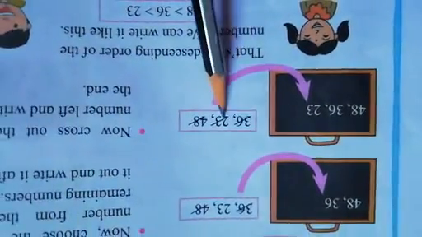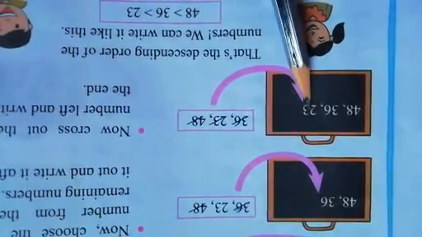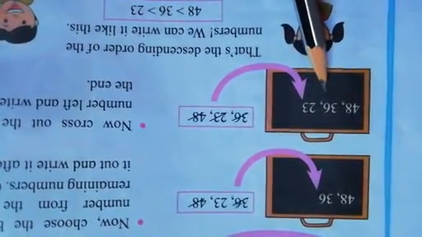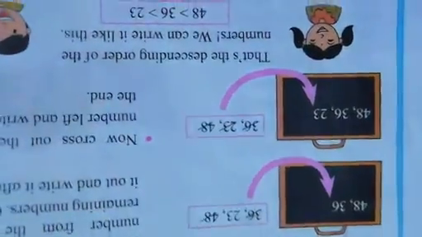Now which number is left? 23. So number 23 write down at last. So 48, 36 and 23. So this is the order of descending order. मतलब बड़े से छोटा करना है हमें number यहाँ पर.